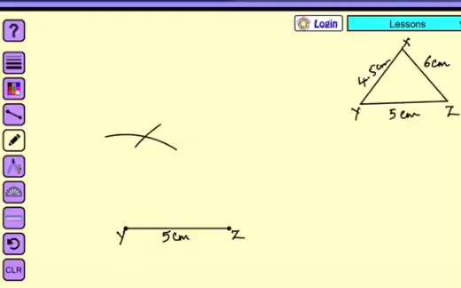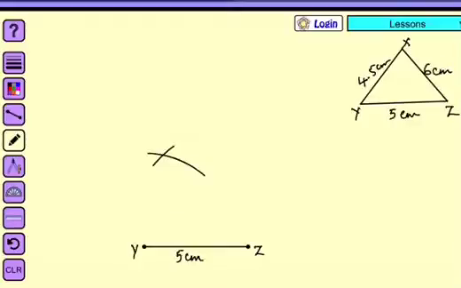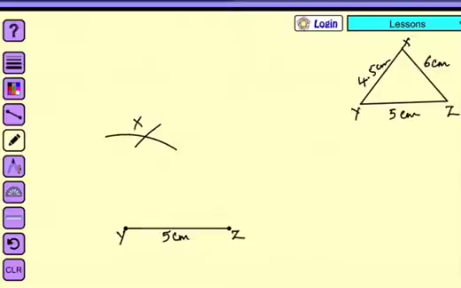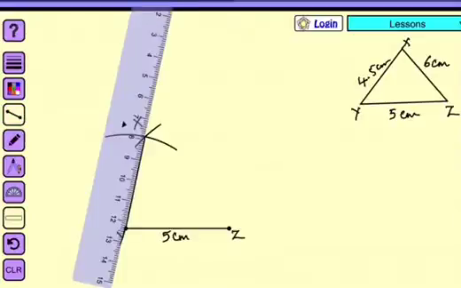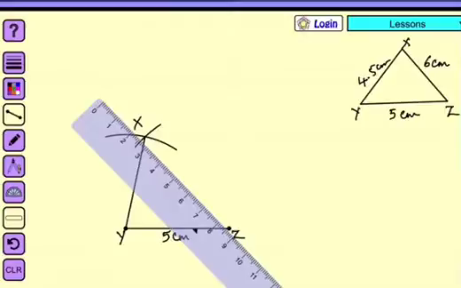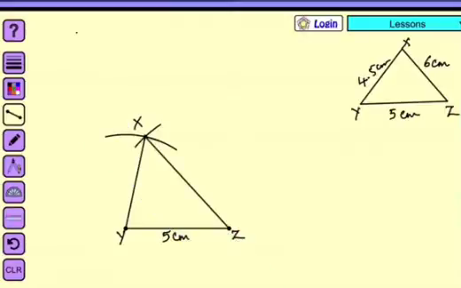So we've got a point of intersection. Mark the point of intersection of the arcs as X. Now we'll have to join XY and XZ. Now join XY, XZ. Now, therefore, triangle XYZ is constructed. So we'll just finish the labeling here. This is 4.5 centimeters. This is 6 centimeters. I hope all of you got it, children.